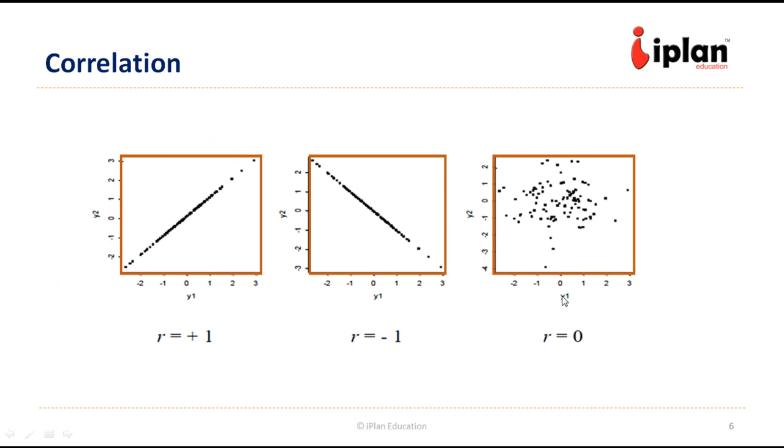Now let us see these plots. This is a scatter plot of y1 and y2. It clearly indicates a perfectly positive correlation between them, or a relationship which is perfectly positively related. Rho or r is +1. In this case, r is -1. These two variables are perfectly negatively correlated. And r is 0 means that these two variables have independent values. They are not related to each other, or there is no linear relationship between them.